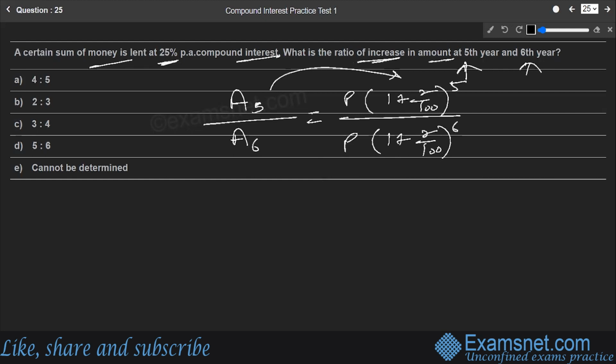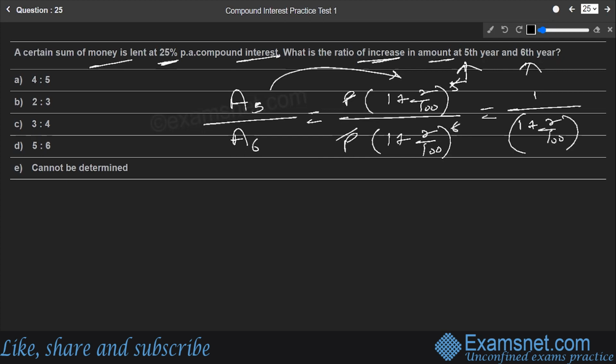Okay, so clearly if you put the values like this, then obviously this P and P get cancelled, and the numerator has got 5 power, the denominator has got 6 power. So 1 power will be left out in the denominator only, if you cut the thing. So it is actually equal to 1 over (1 plus R over 100). So the ultimate ratio that we have to calculate is this.